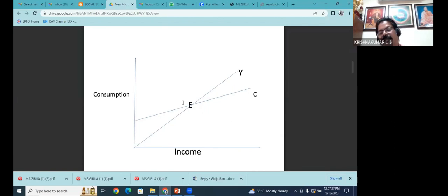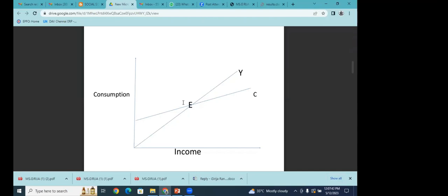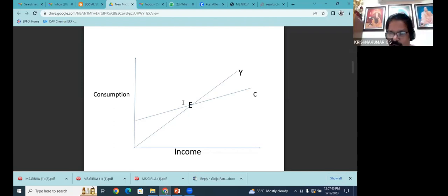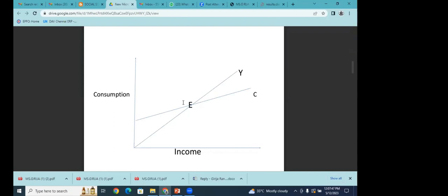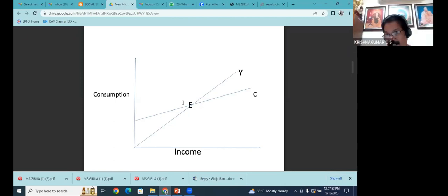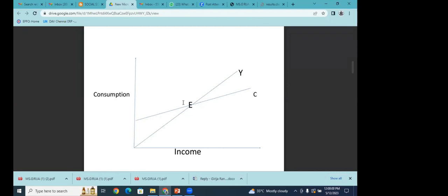And what will be APC beyond the point E? Less than 1. Why is it less than 1? Because consumption is less than income. Numerator is less than denominator. Mathematically speaking, whenever the numerator is less than the denominator, the value will be less than 1.